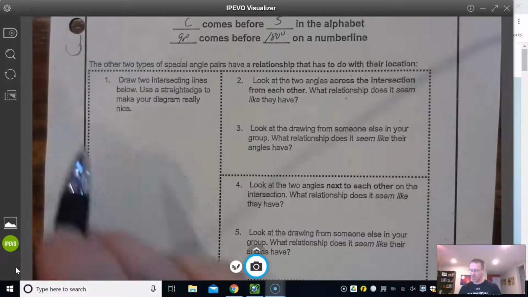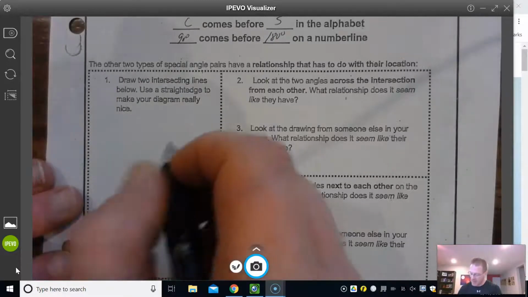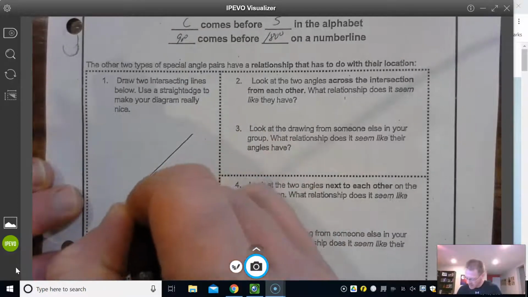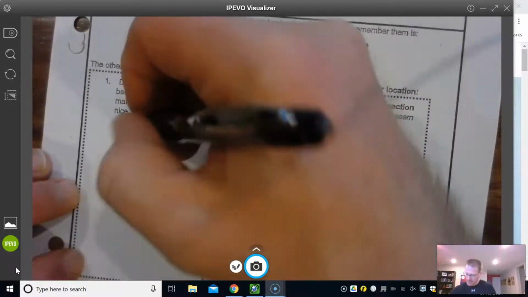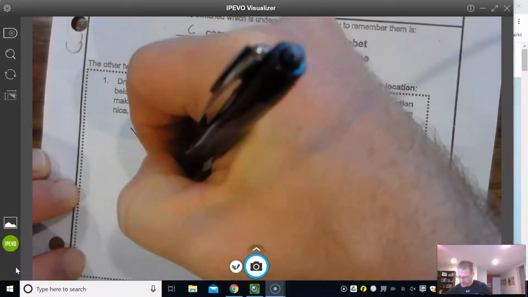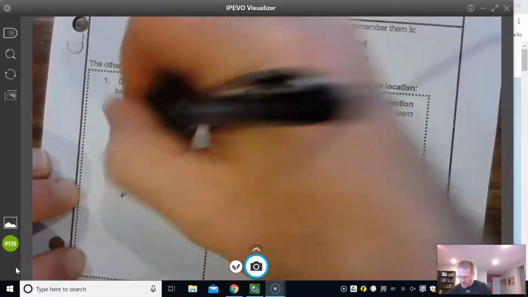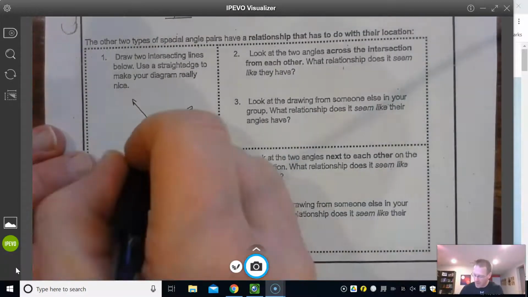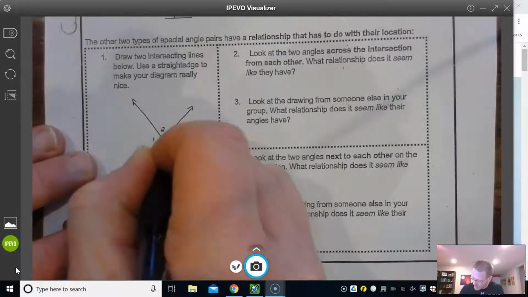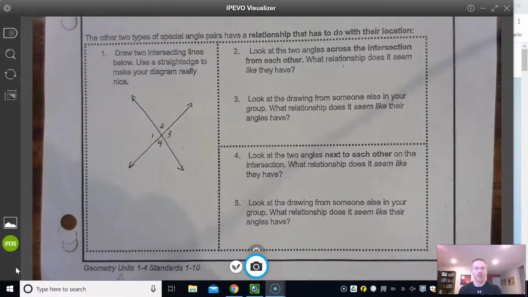Okay, so draw two intersecting lines. So here's one line. Here is a second line. And just to talk about these, I'm going to go ahead and label these 1, 2, 3, and 4 here, just so we can look at them.